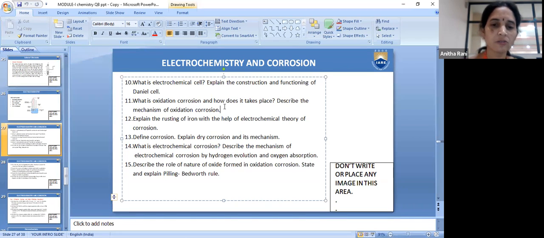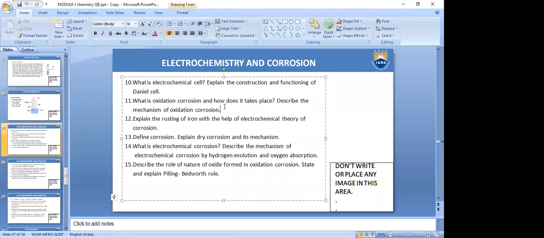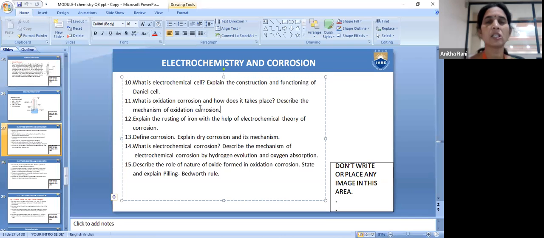So you have to explain clearly. Here you have to explain dry corrosion. In dry corrosion, three types are there, but here you have to explain only one type, corrosion by oxidation. Oxidation corrosion only, you have to explain with the diagram.